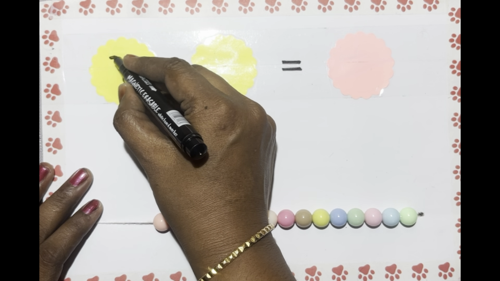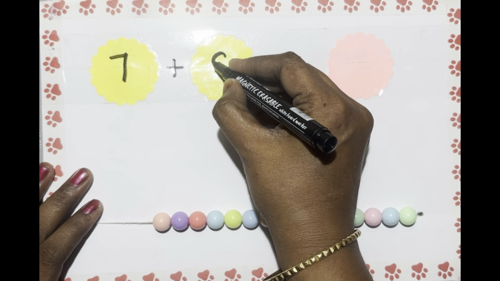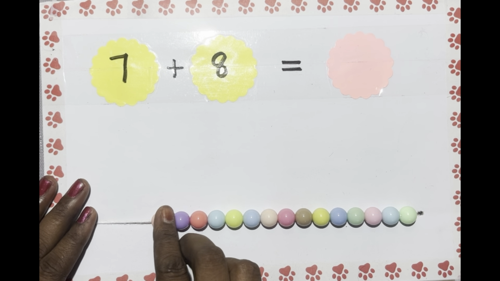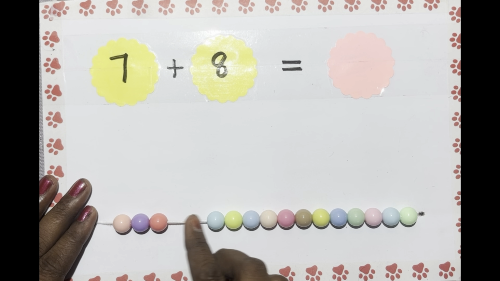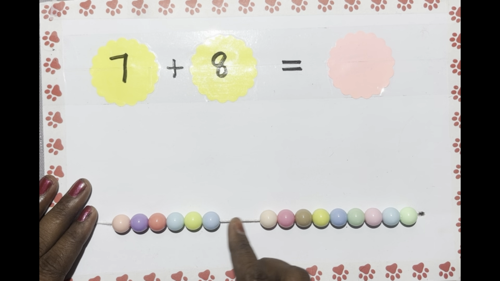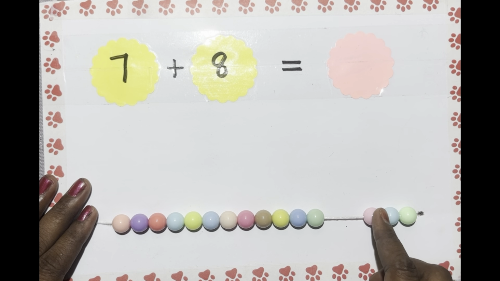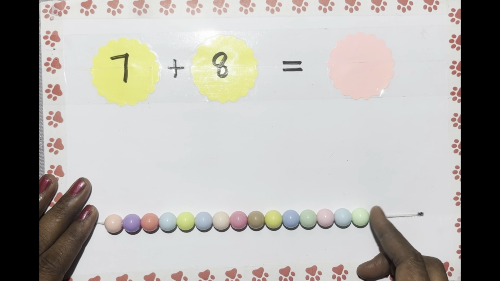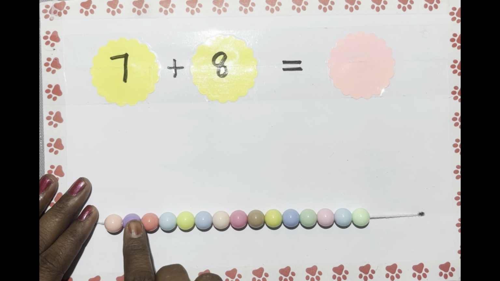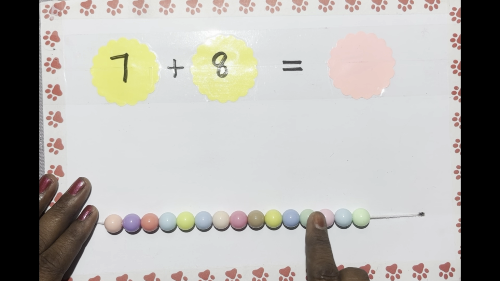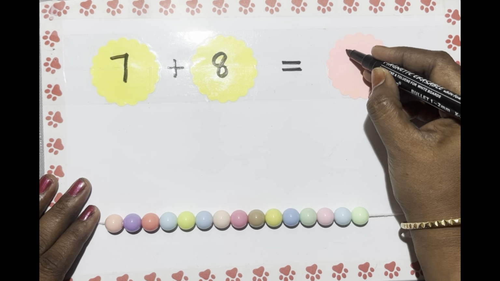Next one, 7 plus 8 is equal to. First 7 beads you have to take. 1, 2, 3, 4, 5, 6, 7. Next 8 beads. 1, 2, 3, 4, 5, 6, 7, 8. Now count the beads. 1, 2, 3, 4, 5, 6, 7, 8, 9, 10, 11, 12, 13, 14, 15. So the answer is 15.